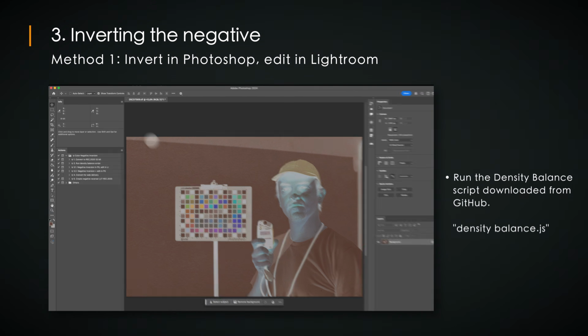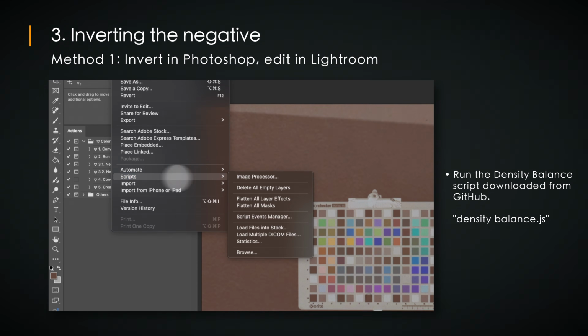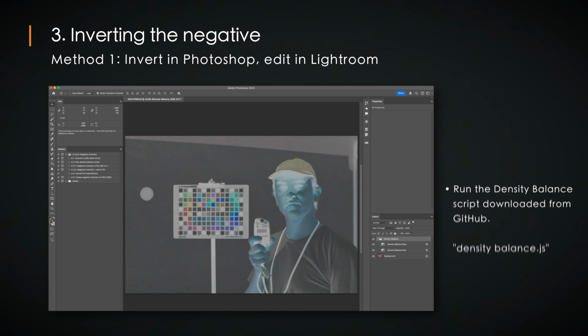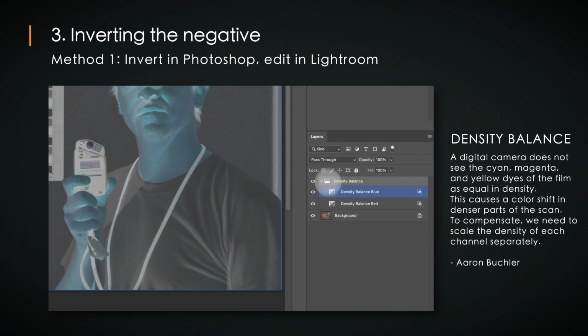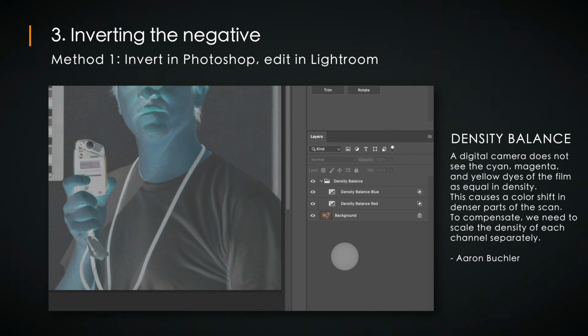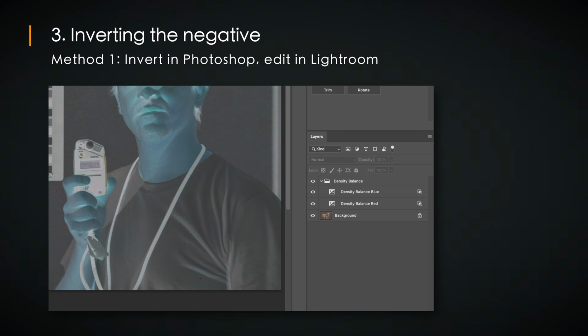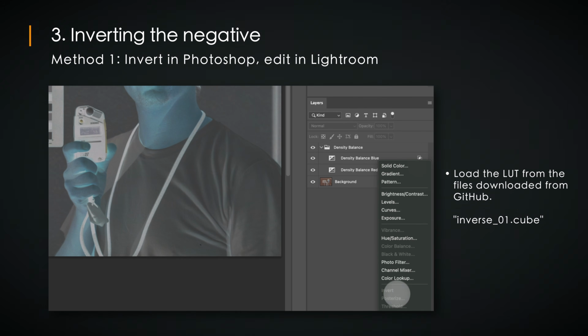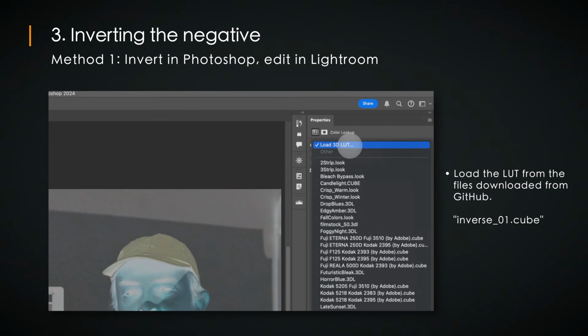After that, go to File, Scripts, Browse, and load densitybalance.js. A group with 2 exposure layers has been created. Simply put, these layers further neutralize the orange film base and balance the film's white point. Create a new lookup layer and load the file inverse_01.cube.